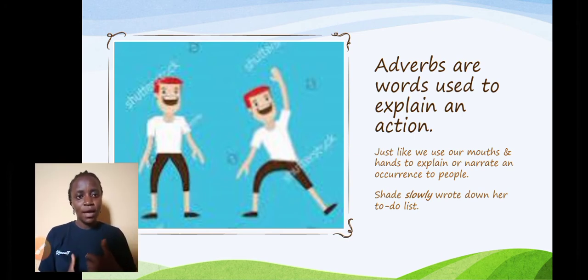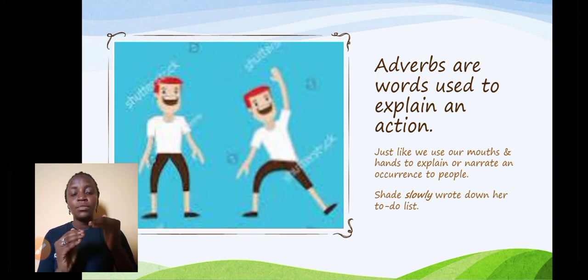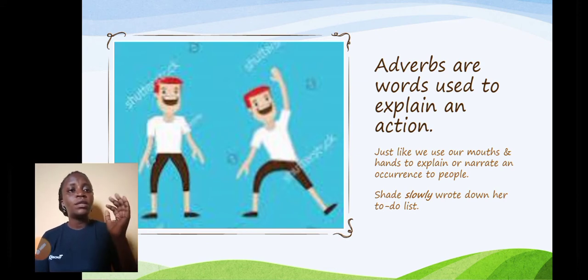So we have Shade slowly wrote down a to-do list. You know what a to-do list is? Yes, a list of things that you're set to do either for the day, for the week, for the month, so that you can have a track record of how well you're doing, or so that you can tick off each item on the list as you do them. And so in this sentence, slowly is the adverb because it is describing how Shade wrote down a to-do list.